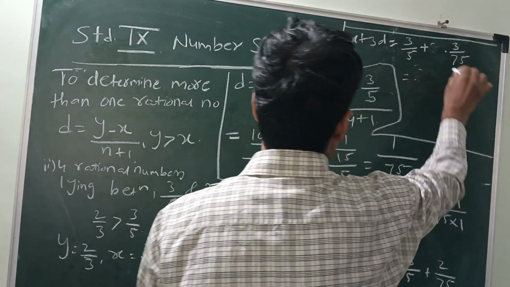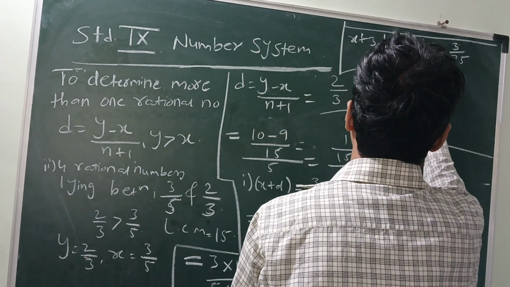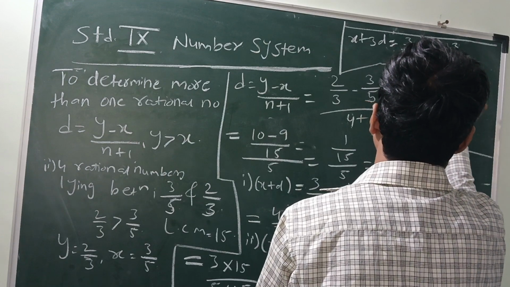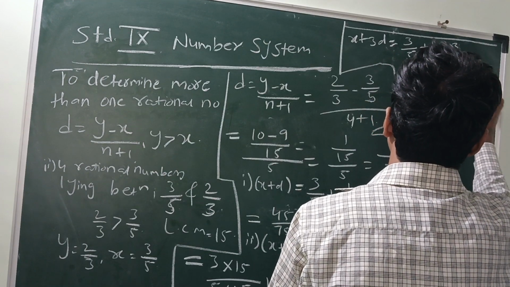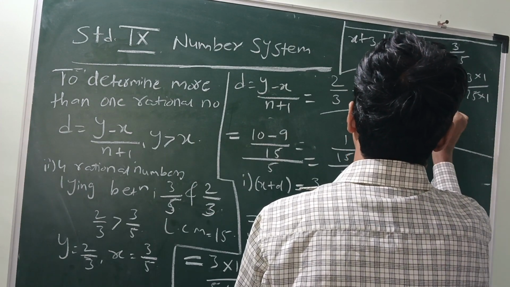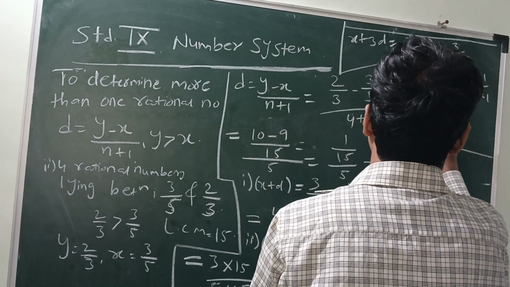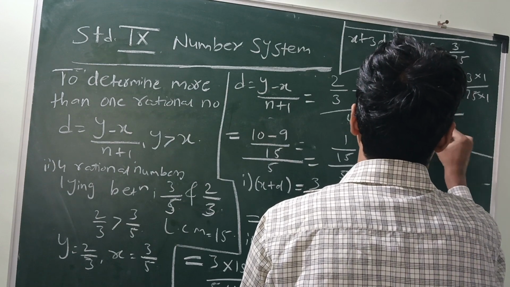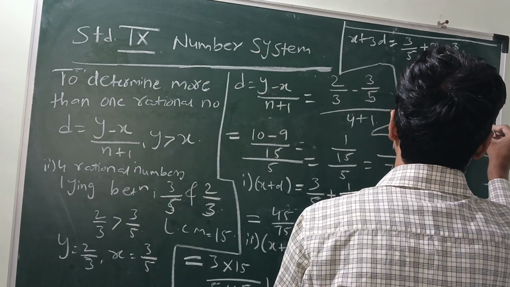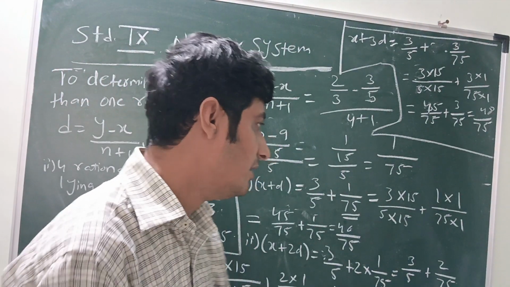Again the LCM for 5 and 75 is 75. So 3 multiplied by 15 upon 5 multiplied by 15, plus 3 multiplied by 1 upon 75 multiplied by 1, which is equal to 45 upon 75 plus 3 upon 75, which is equal to 48 upon 75. So the third rational number is 48 upon 75.